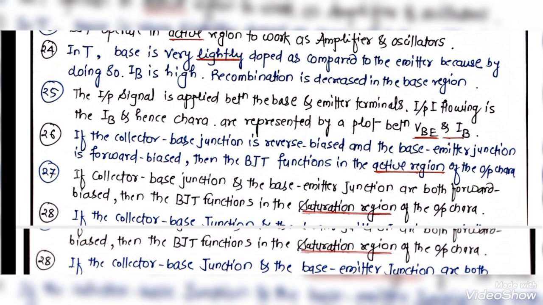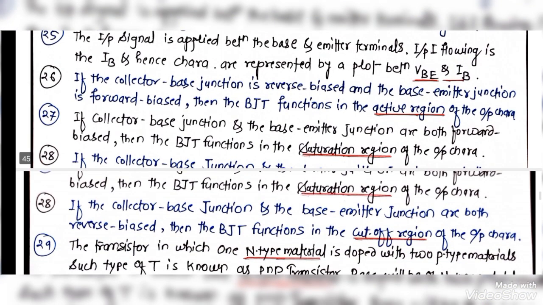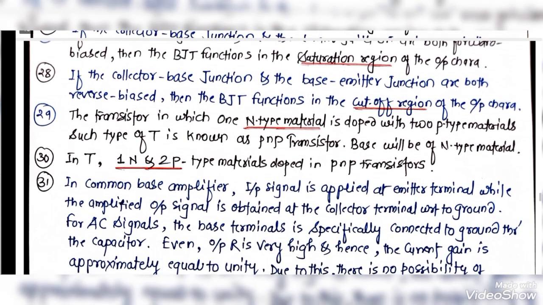Input signal is applied between the base and emitter terminals. Input current flowing is the IB, and hence characteristics are represented by a plot between VBE and IB. If the collector base junction is reverse biased and base emitter junction is forward biased, then BJT functions in the active region of the output characteristics. If collector base junction and the base emitter junction are both forward biased, then BJT functions in the saturation region of the output characteristics.